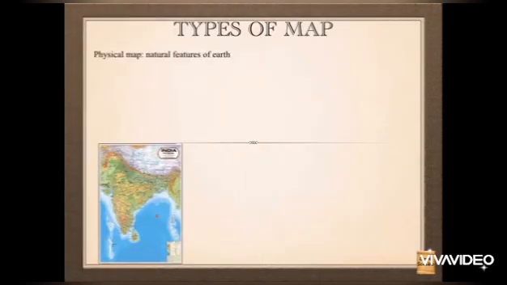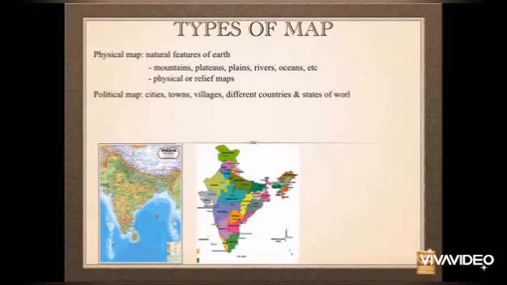So we are going to see types of map. The first type is the physical map, where you can see the natural features of earth like mountains, plains, rivers, oceans, etc. The first map is the example for a physical map. A physical map is also called a relief map. And next, the political map. A political map will show you cities, towns, villages, different countries and states of the world with boundaries.